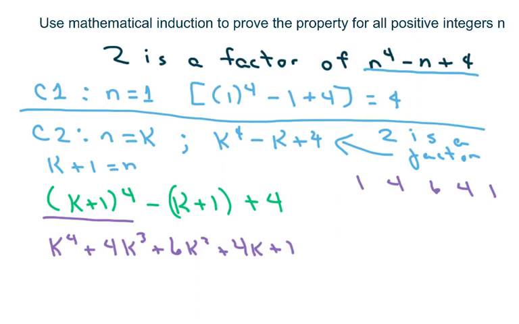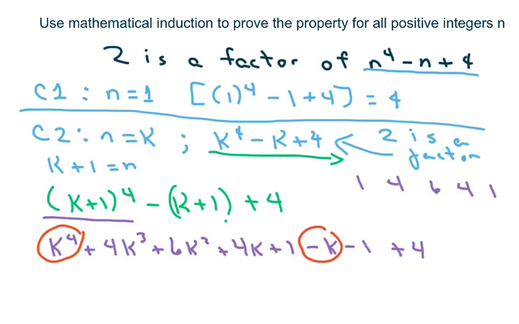Alright, and then we're going to distribute the negative here. You get minus k, minus 1, and plus 4. And since I've assumed that 2 is a factor of this right here, I want to pull out k to the fourth, I want to pull out negative k, and I want to pull out plus 4.